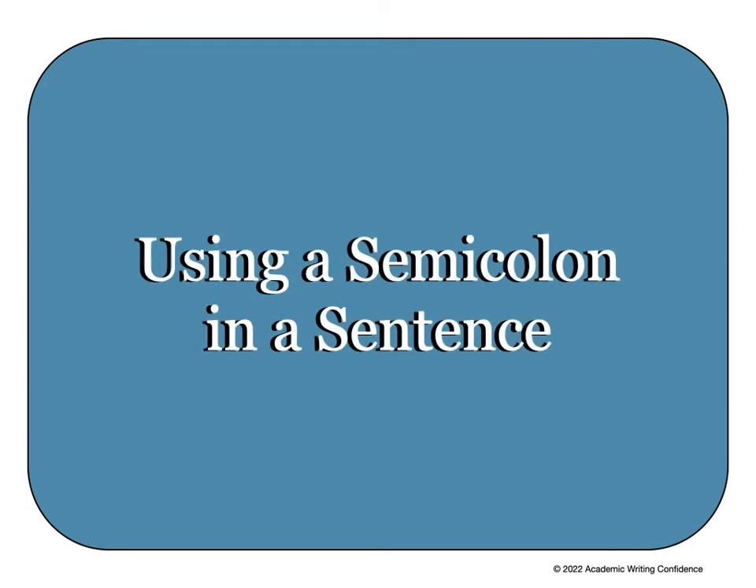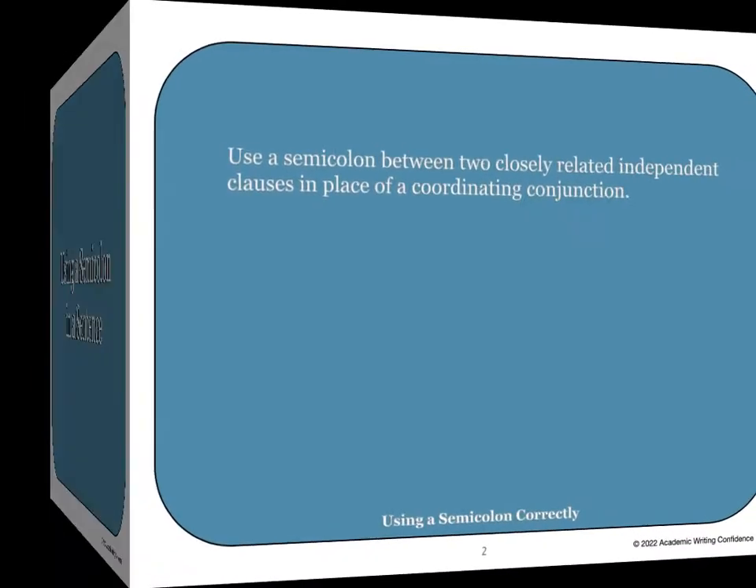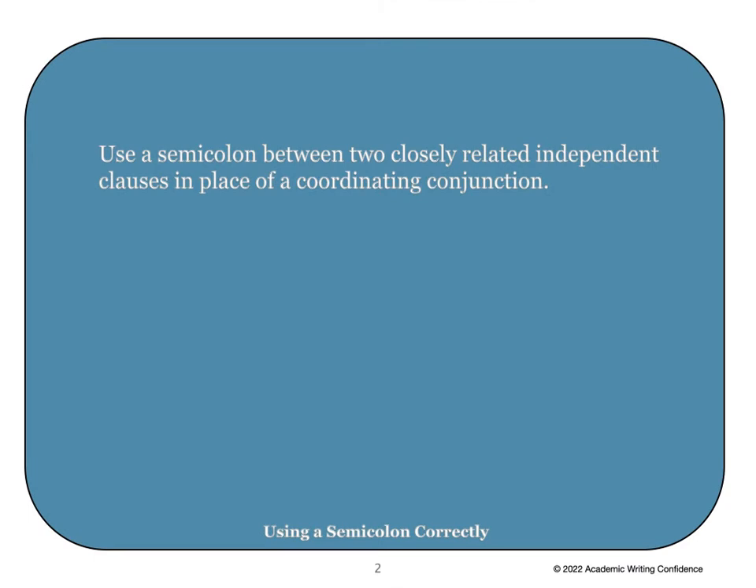It is important to learn how to use punctuation correctly. In this video, let's learn how to use a semicolon in a sentence. Most of the time, you will use a semicolon between two closely related, independent clauses in place of a coordinating conjunction. Let's see what that means.